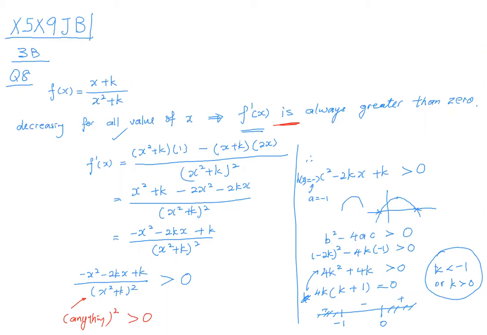Oh, I did it the other way around already. Sorry. The function is decreasing for all values of x. So f prime x must be less than 0. Okay, f prime x must be less than 0.